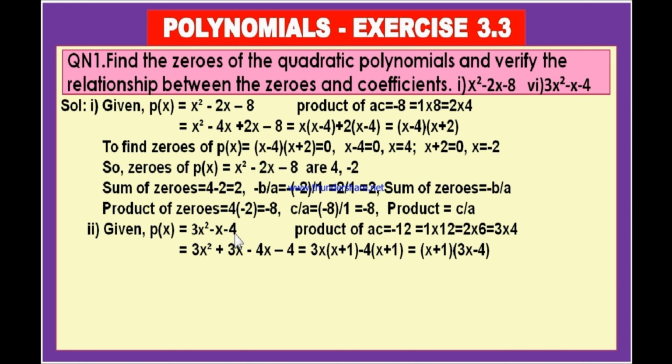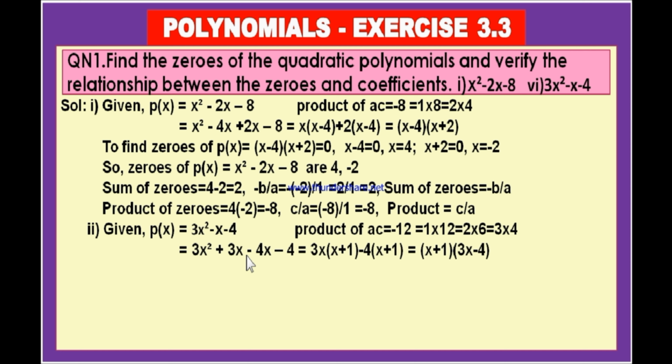Plus 3x minus 4x minus 4. If you subtract 4x from 3x, you will get minus x only. Now from the first two terms, you take 3x common. From 3x square, meaning 3 into x into x, if we take 3x common, x is there.